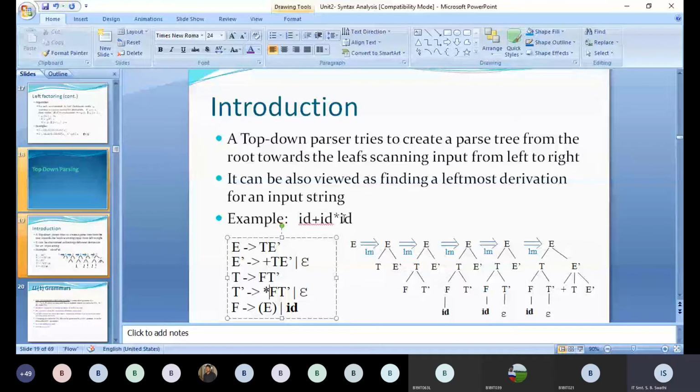Okay, so this T, how can you generate it again here? You need an ID here. So T: you can replace this capital T with F T dash, and again for F you can use ID. For T dash we are again going to use star F T dash so that we can generate star ID. Again, in place of the last T dash you can simply use epsilon.